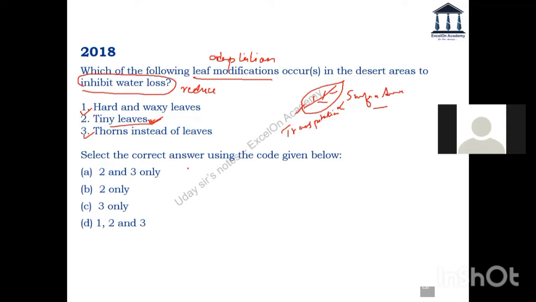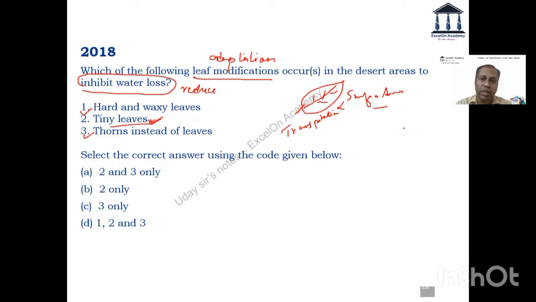Thorns instead of leaves. Now, thorns instead of leaves is still a further, severe adaptation. As some of you may have studied, thorns in place of leaves is a still more severe form of adaptation. So I know for sure that 2 is also right, 3 is also right.